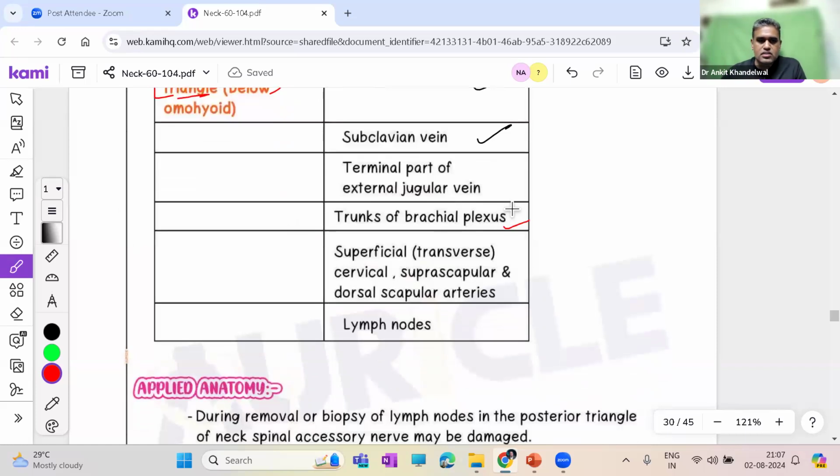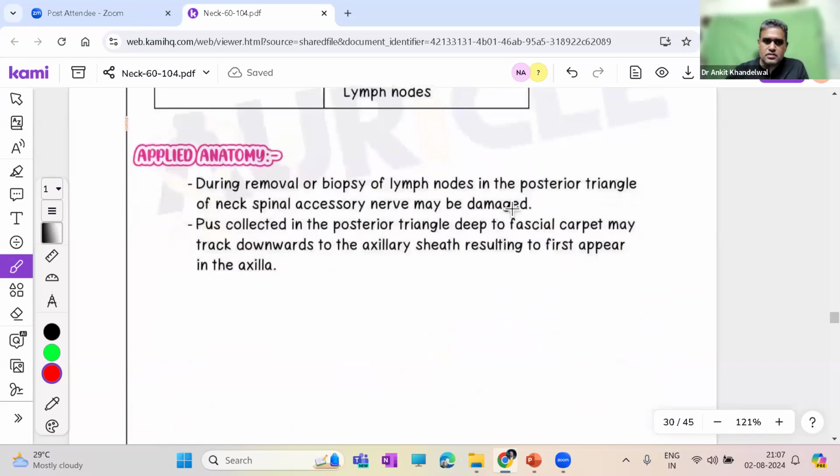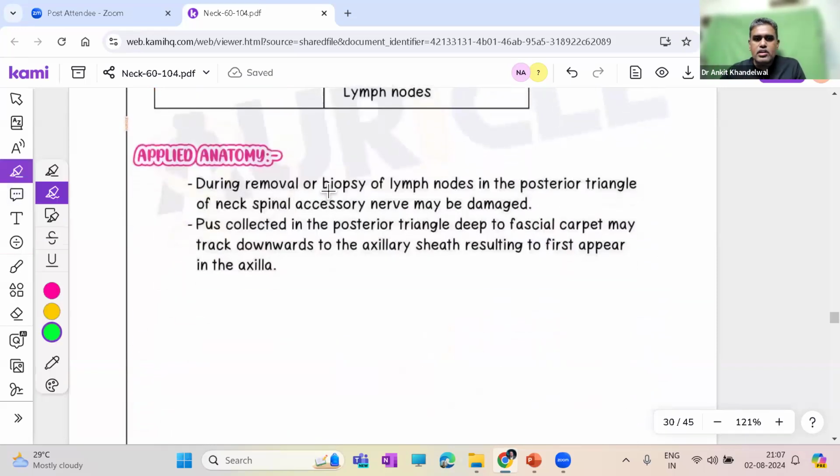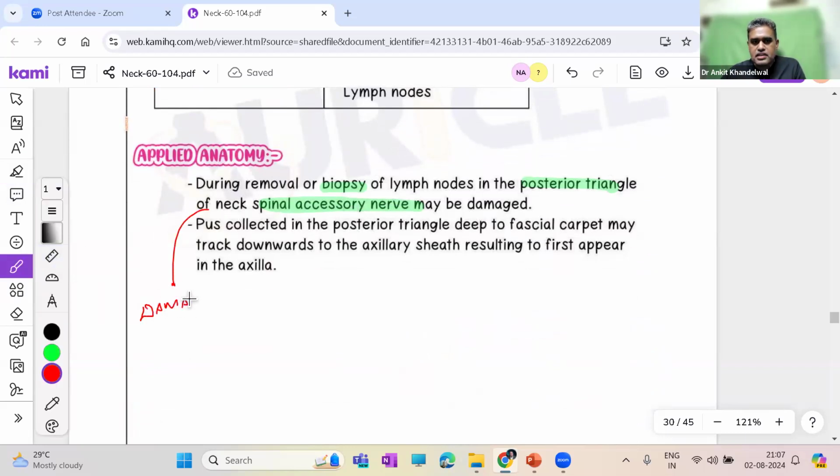We have the brachial plexus over here, applied anatomy. See over here, applied anatomy. Doing removal or biopsy in the posterior triangle, spinal accessory nerve, maybe this is the clinically important nerve. Now my next question is, if this nerve is damaged, how will the patient present?